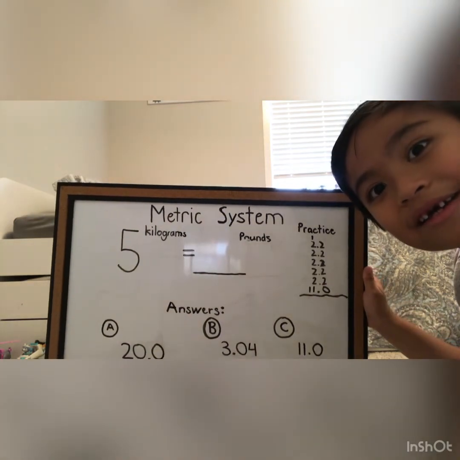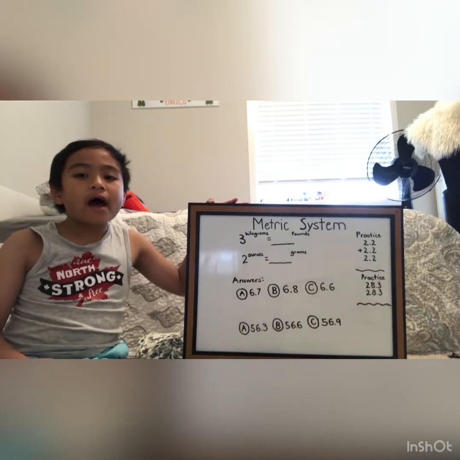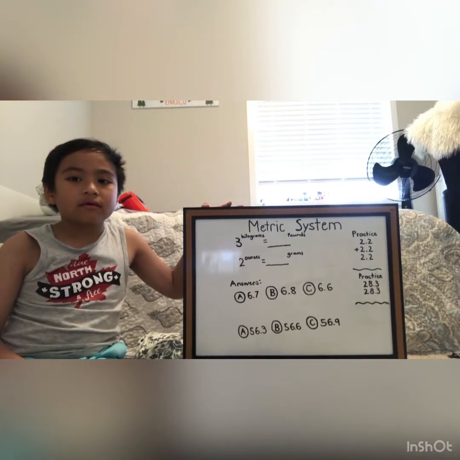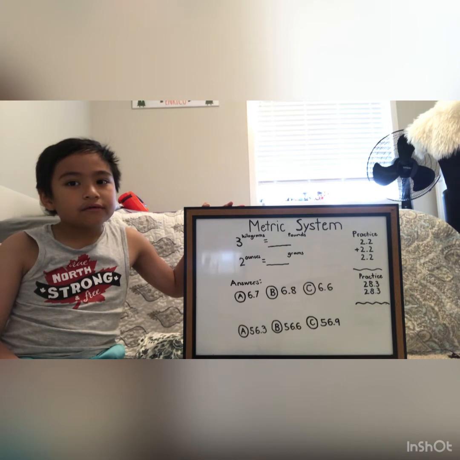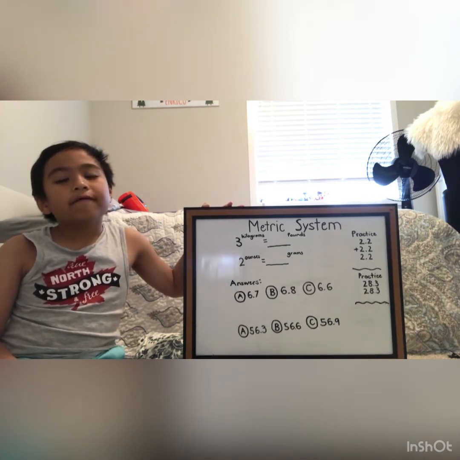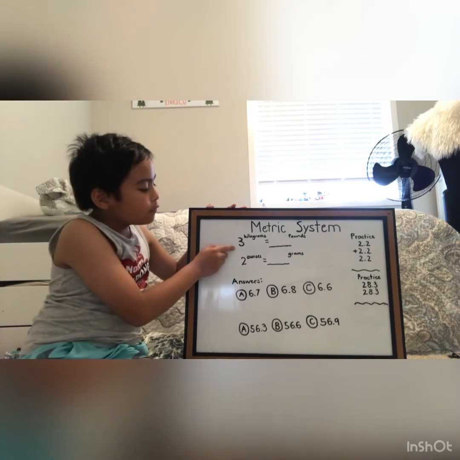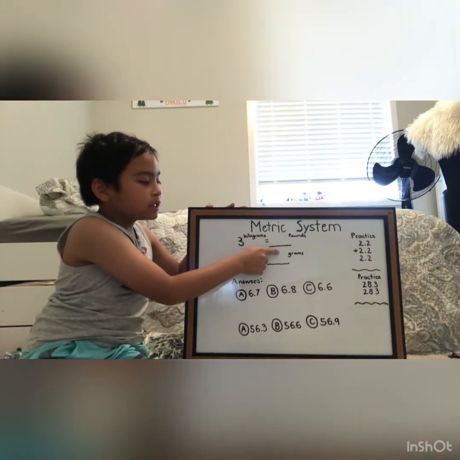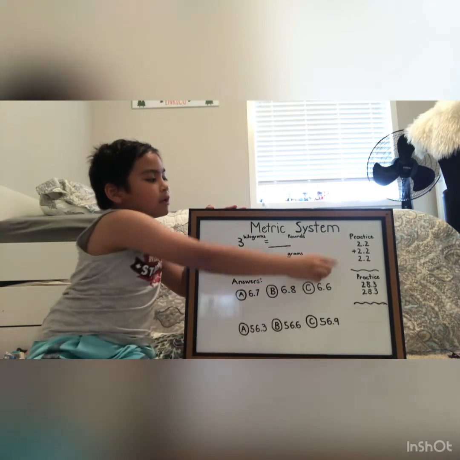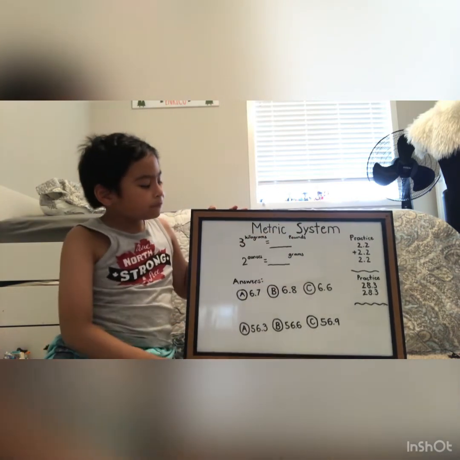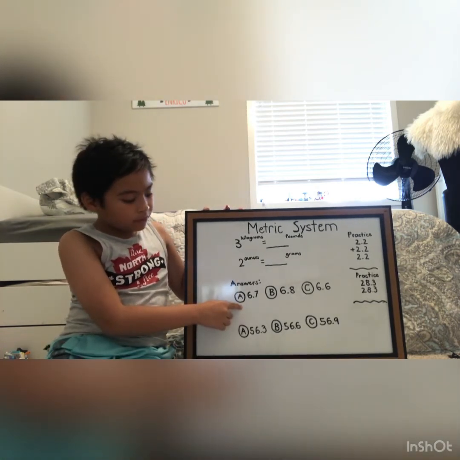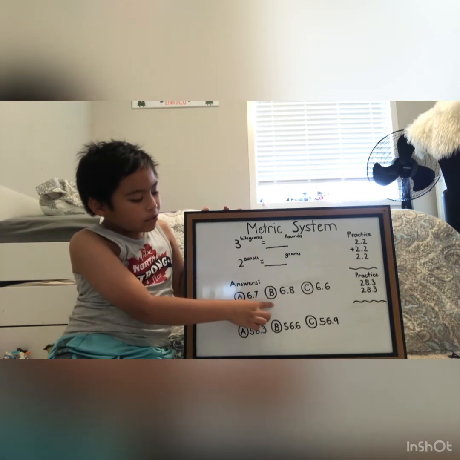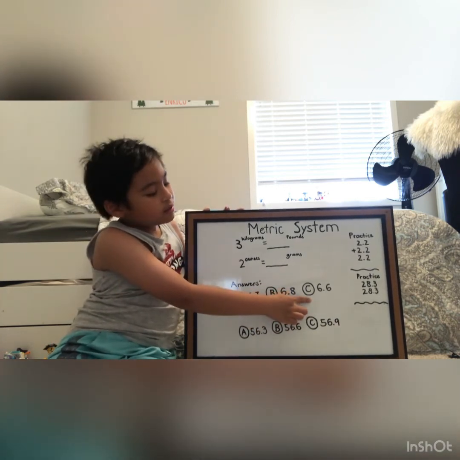Time for cooking. So now we are at cooking. So there are two questions. We're going to start with the first one. 3 kilograms equals something pounds. Here's the practice. Here are the answers. A, 6.7. B, 6.8. C, 6.6.